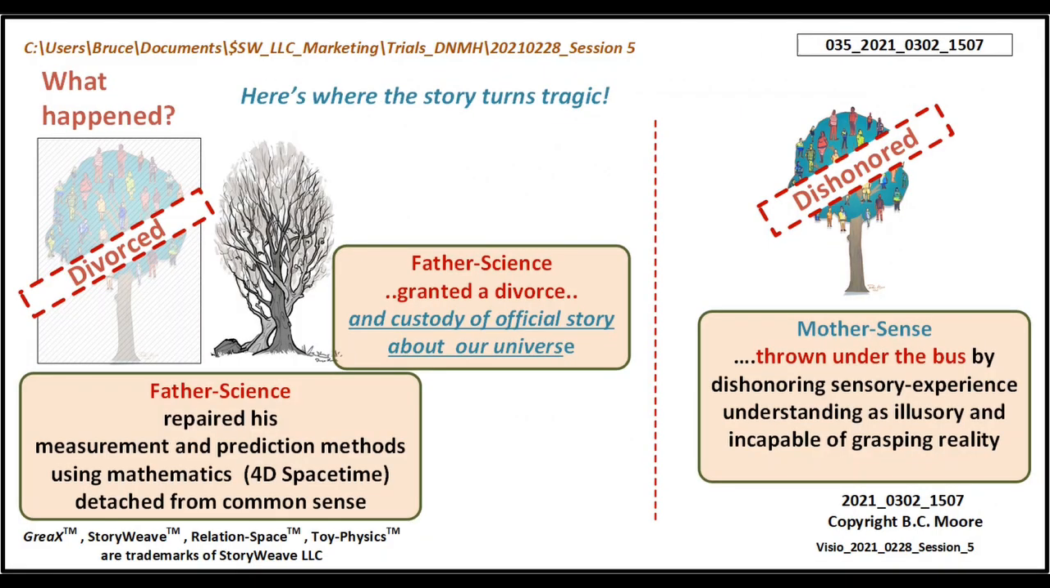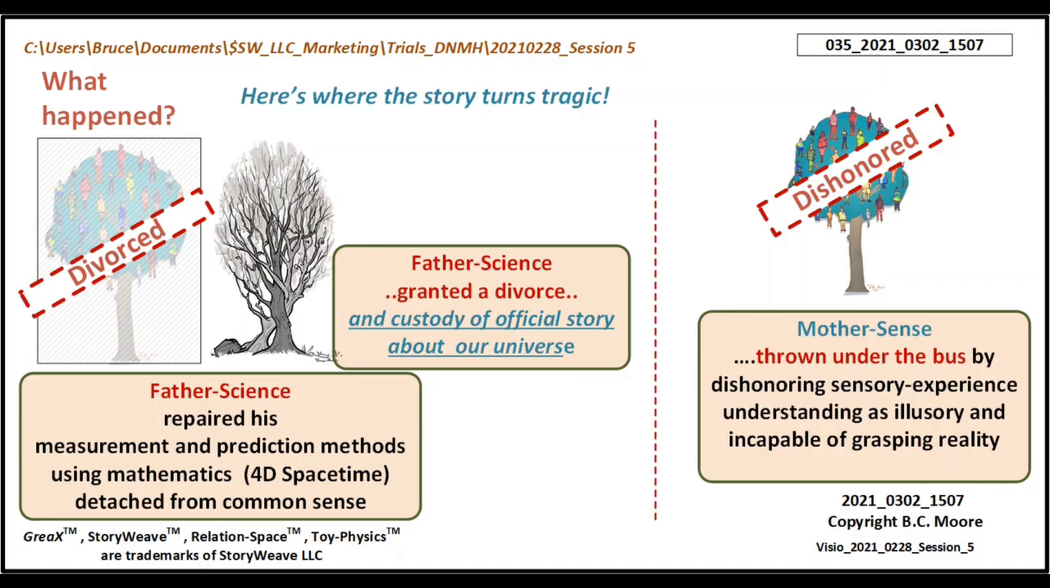So in image 35, here's what happened. They got a divorce. And that's where the story turns tragic. Father Science was granted a divorce and custody of the official story about our universe, because he was able to repair his measurement and prediction methods using mathematics detached from common sense. So basically, he went up the ladder from three-dimensional things, which make sense, to four-dimensional things, which make sense mathematically, but not with our sensory experience. We can't visualize four-dimensional things of that type in space-time. So Father Science was successful in fixing his problem, but nobody could understand it, so Mother Sense was not successful. Father Science was granted a divorce, and he got custody of all the official story about our universe.